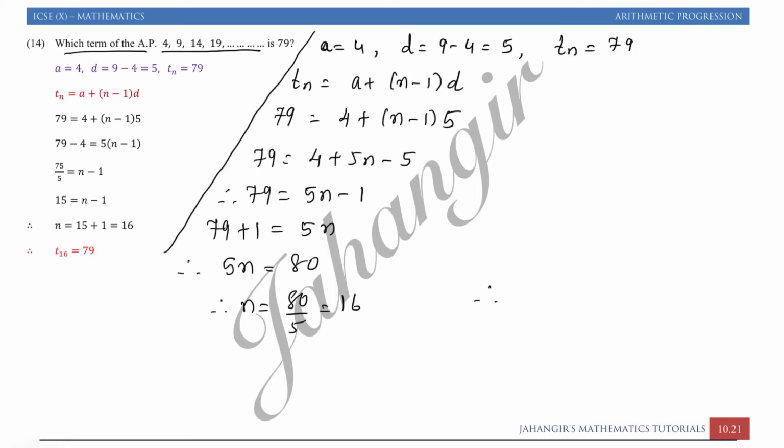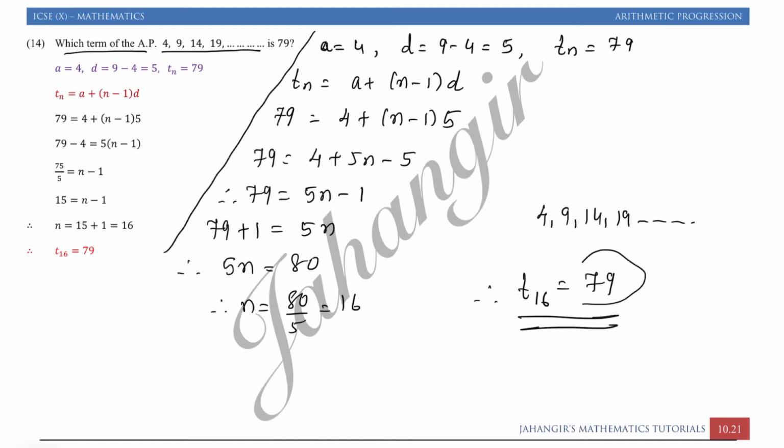So therefore my answer is T16. 16th term of an AP is 79. Of this AP, the one which we had written, that is 4, 9, 14, 19. This is an AP in which difference between the consecutive term is 5, and we want which term of that AP is 79. So here I can say T16 is 79.